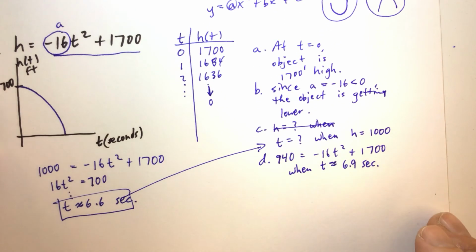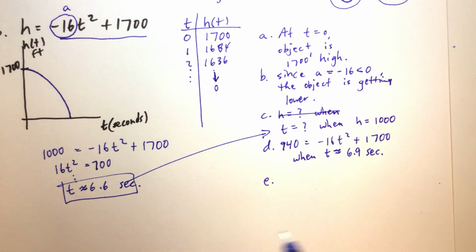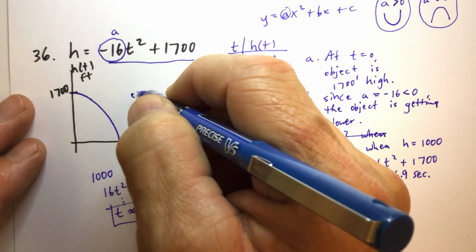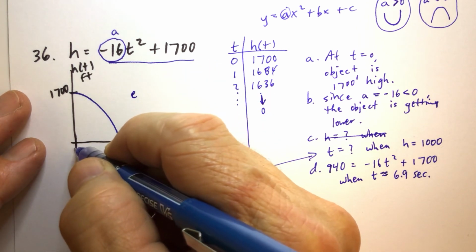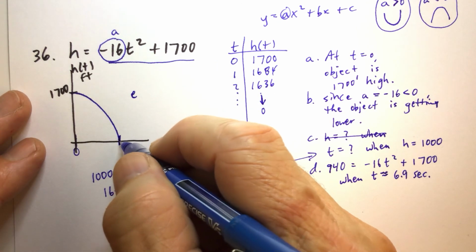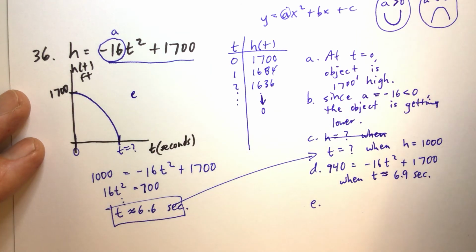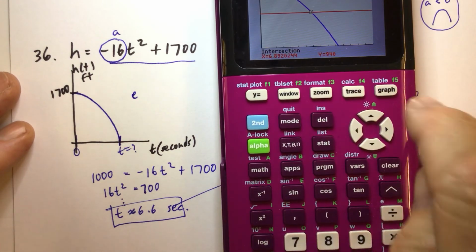And then part E, what's a reasonable domain and range? Well, again, looking at the graph, let's go ahead and look at the graph over here for part E. Part E, the domain would be from 0, times 0, to whatever that time is. So time equals what? That would be the reasonable domain because the object is not going to go under the ground.